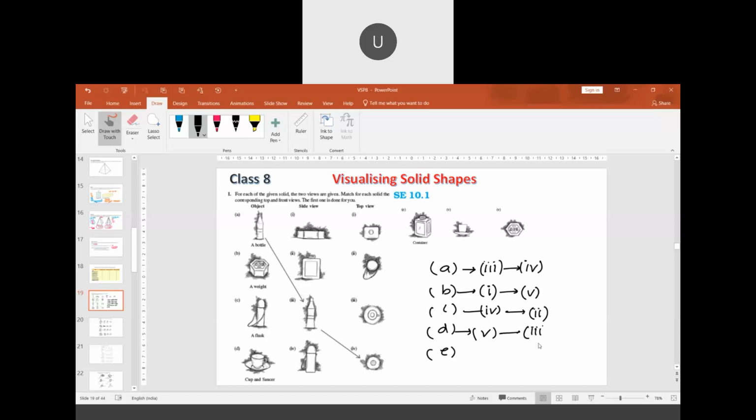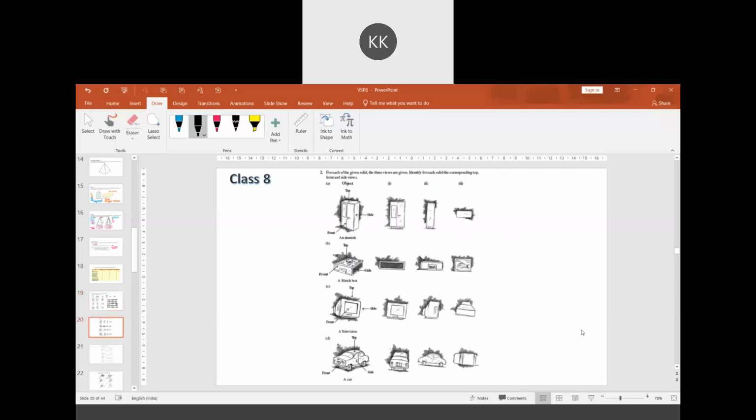Last one is an ink container. It's some ink pot like container. Second option is the side view. How about the top view? Option one, the first one, is the top view.